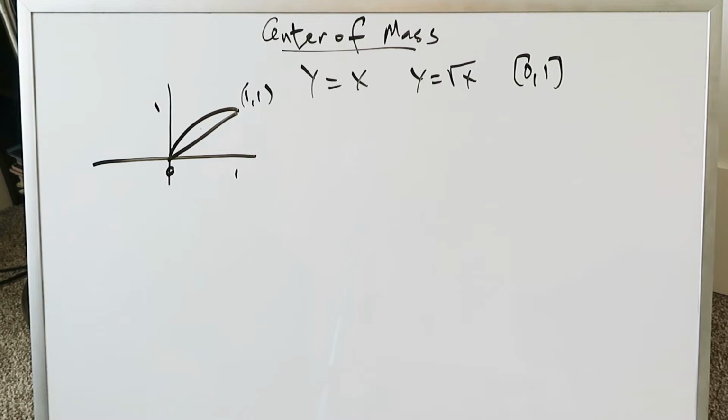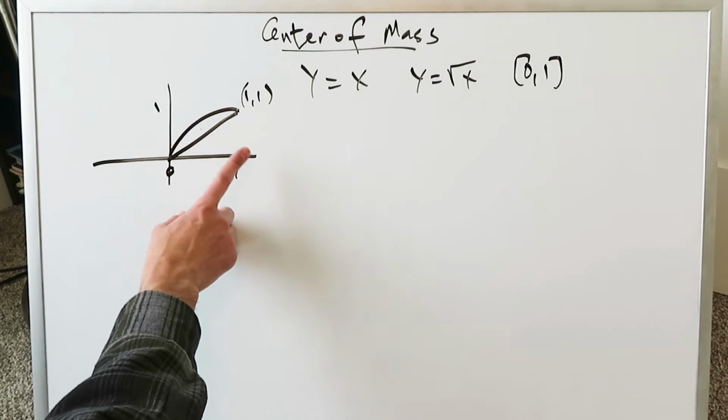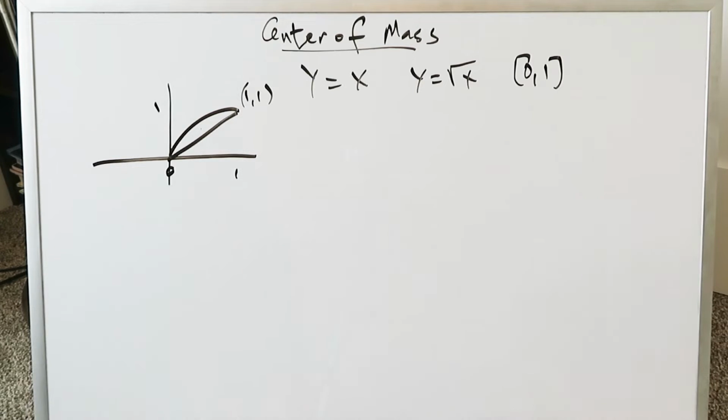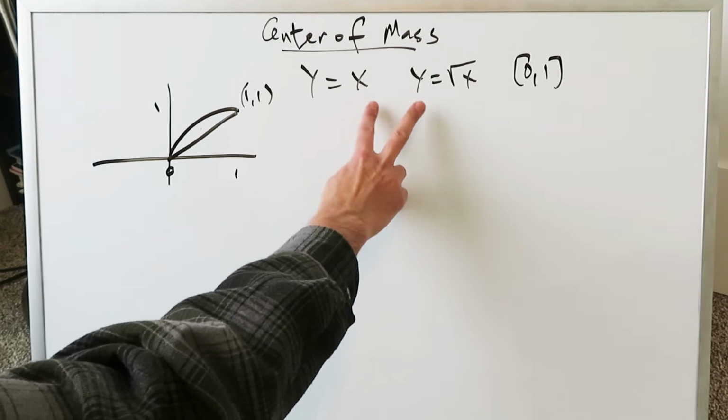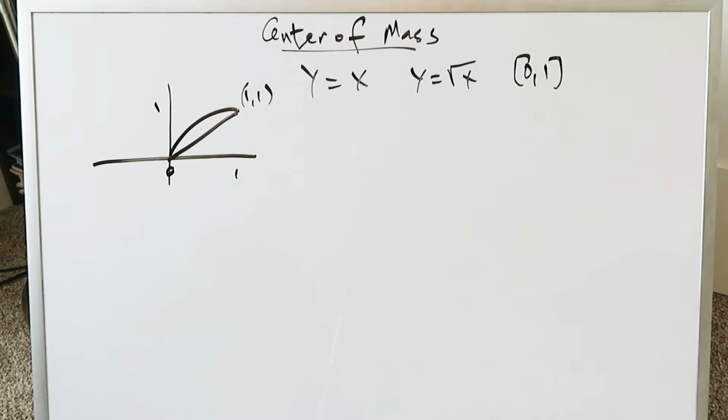Center of mass calculation, or the centroid calculation for the region of space bounded by these two, y equals x and y equals root x. You see, you have that specific region of space. What is the center of mass from 0 to 1? If you set those equal to each other, you'll always have the intersection points (0, 0) and (1, 1).